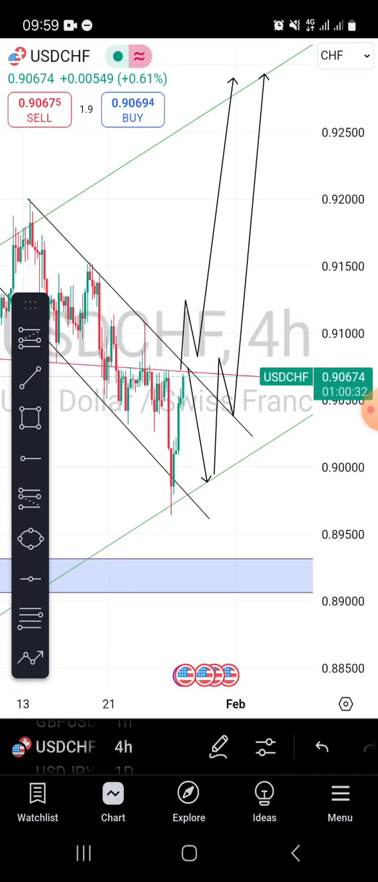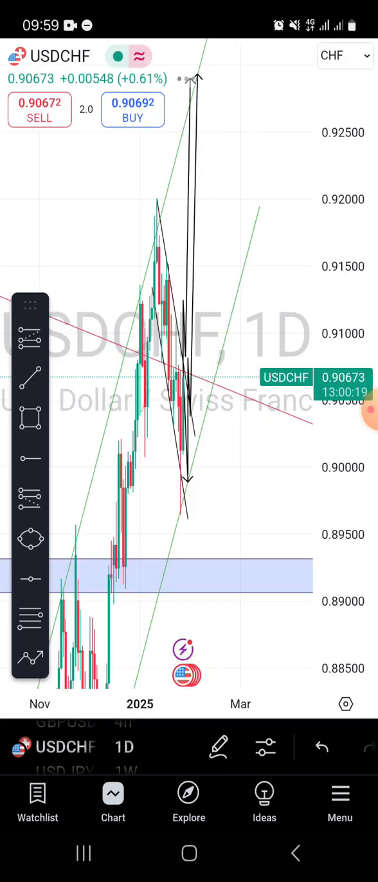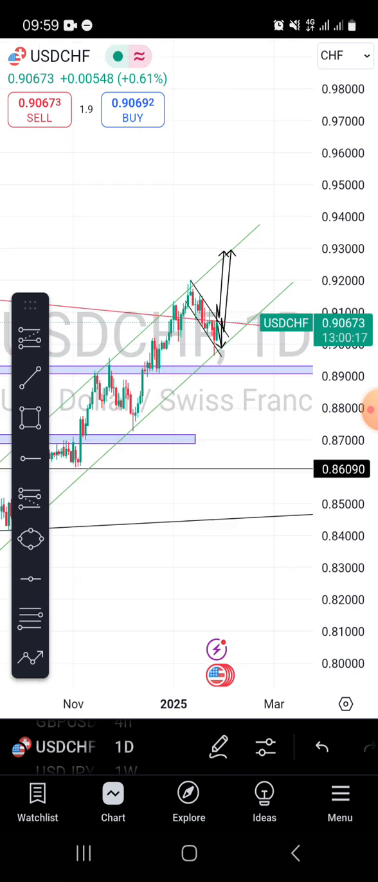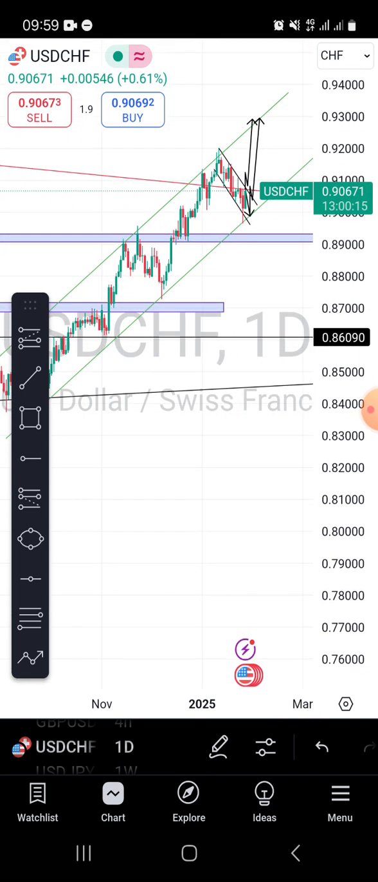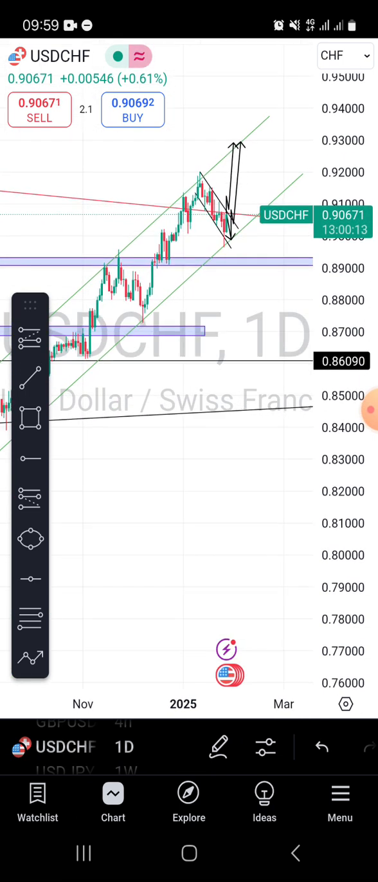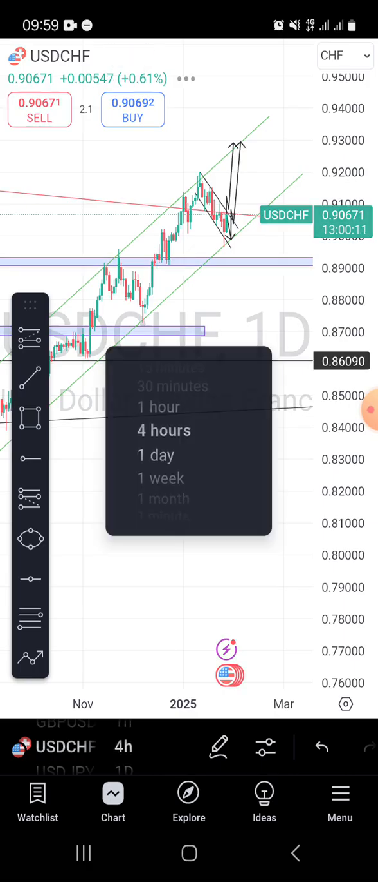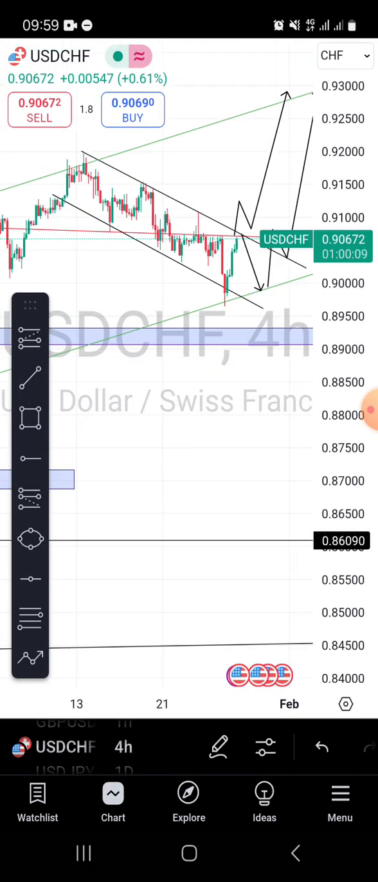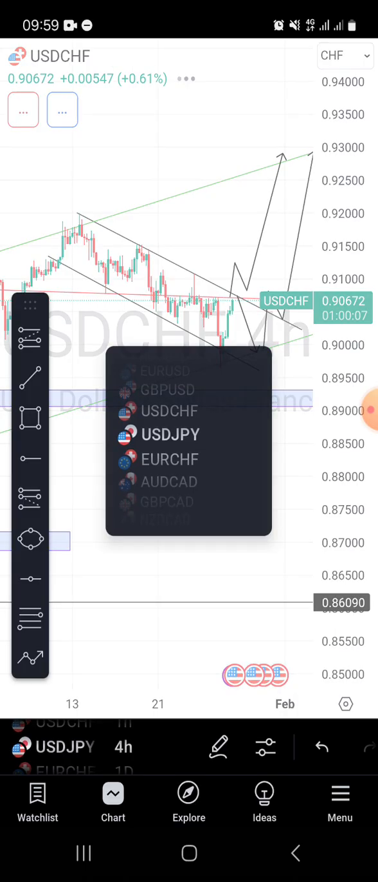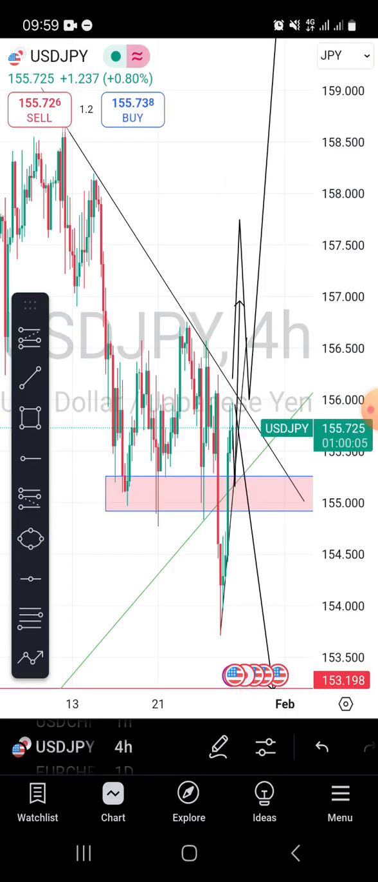Might see price break above it, and if it breaks above it, we don't panic. We only wait for a retest. Once price retests it, we continue and join the buys, because you see a bullish market on daily. You can see it. The market is still clearly very strong bullish movement. So that is that. Same also applies to USD JPY.